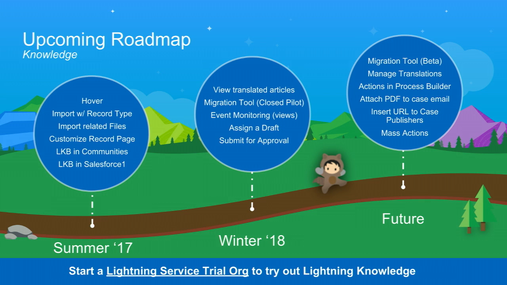In winter, we are going to be introducing the first part of supporting translated articles. So this has been a big ask for many customers that are multi-language. So right now, if you're trying to enable Lightning Knowledge and you have multi-language enabled, you cannot enable Lightning Knowledge. So we will start in winter with being able to read articles in Lightning. You'd still have to go back to Classic to manage the translations and to create new translations, but you'll be able to read translated articles within Lightning.